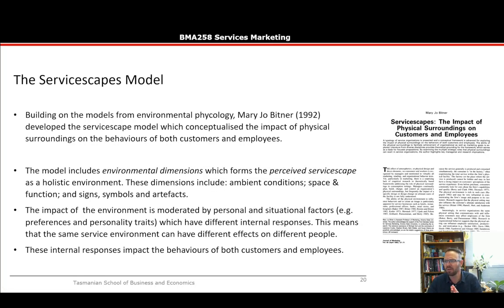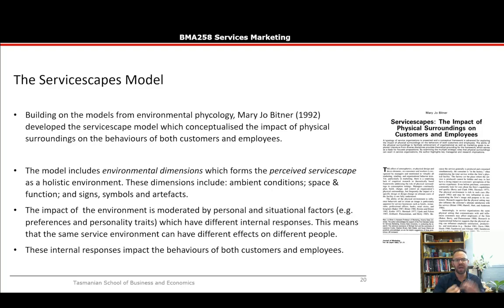Building on the models that we've learnt from environmental psychology, this researcher called Mary Jo Bitner has developed the Servicescape model, which conceptualises the impact of the physical surroundings on the behaviour of both customers and our employees. The model includes these environmental dimensions which form the perceived servicescape as a holistic environment. So together they make one whole thing, right?